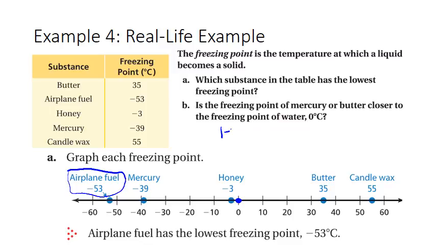So the absolute value of -39 is equal to 39, and the absolute value of 35 is equal to 35. So we can see that mercury is 39 away from 0 and butter is 35 away from 0, which means that butter is closer to the freezing point of water, which is 0 degrees Celsius.